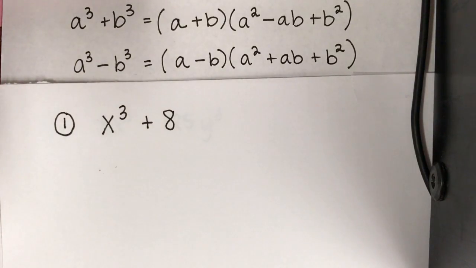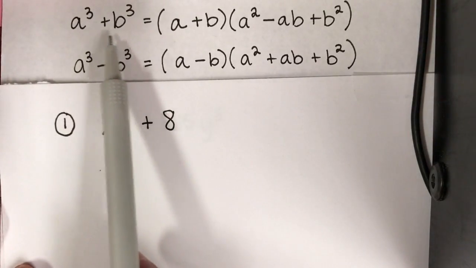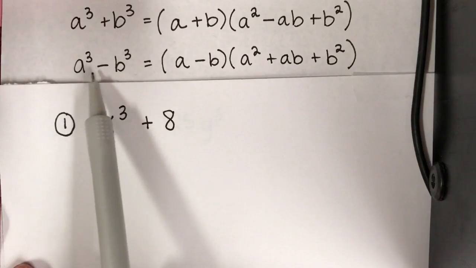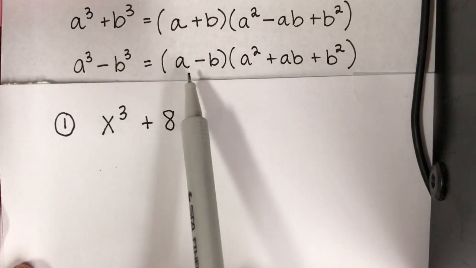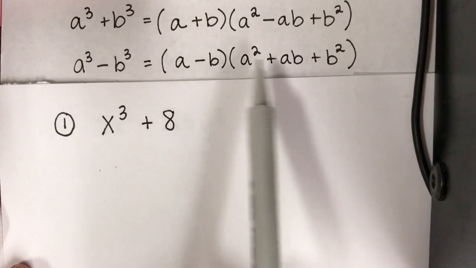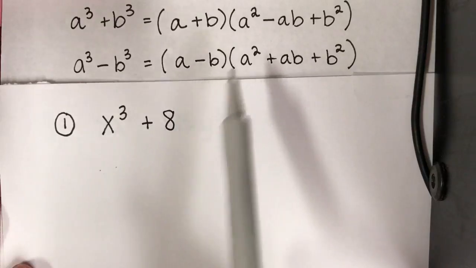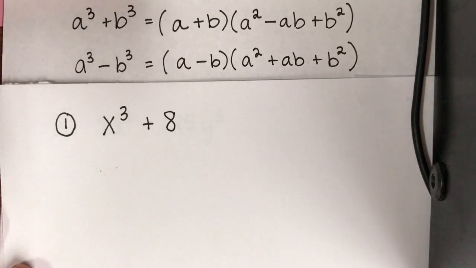All right, so let's try this again. So here are our sum and difference of cubes. Here's our formula. There's the sum and the difference. Notice how they look very similar to each other, except for the plus and the minus. Here we've just got AB in the middle. So let's go ahead and look at the first one.